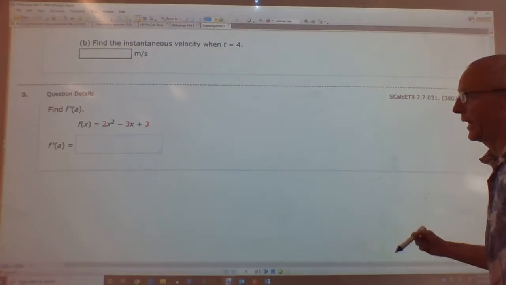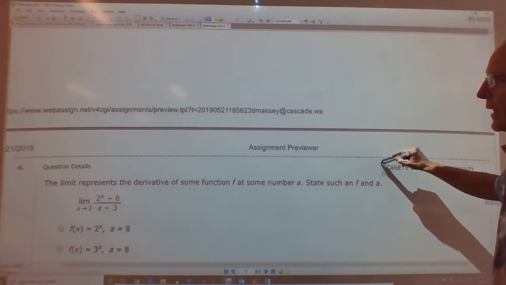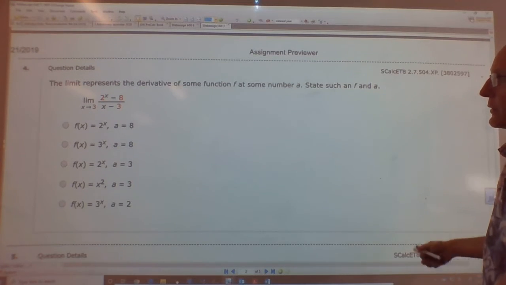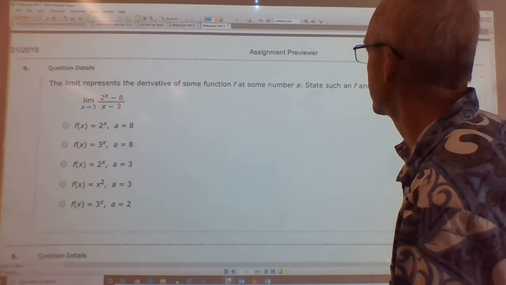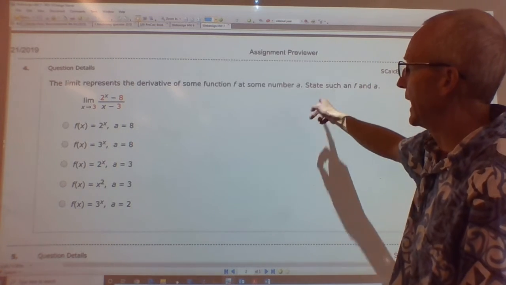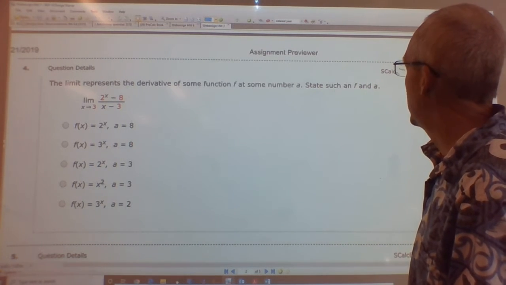Super easy. And number 4, okay, this limit represents the derivative of some function. This is the derivative of some function at some number a. State such an f and an a.